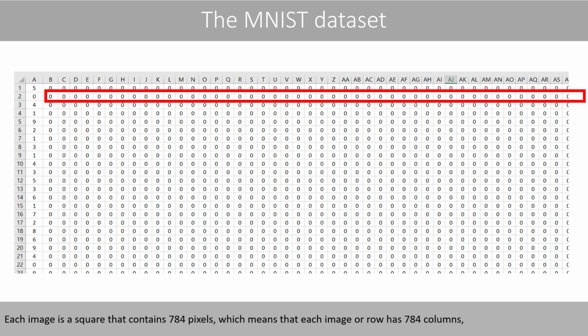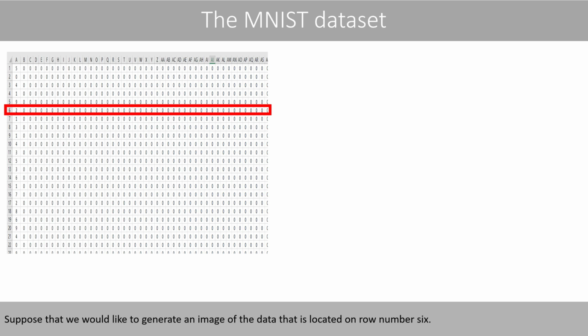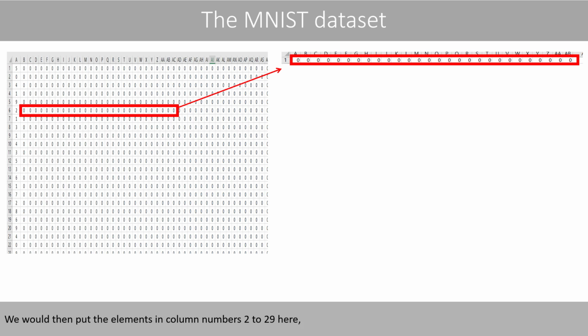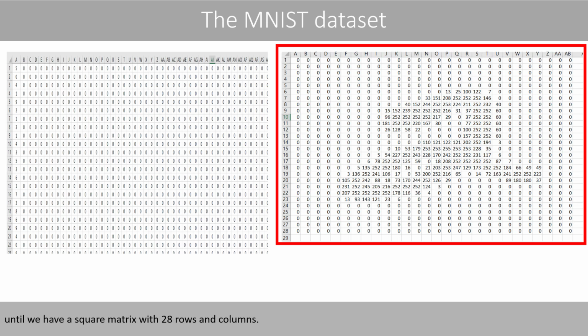Each image is a square that contains 784 pixels, which means that each image or row has 784 columns, in addition to the first column. Suppose that we would like to generate an image of the data that is located on row number 6. We would then put the elements in column numbers 2 to 29 here, then the next 28 elements here, and so forth, until we have a square matrix with 28 rows and columns. This image is supposed to represent a handwritten 2.